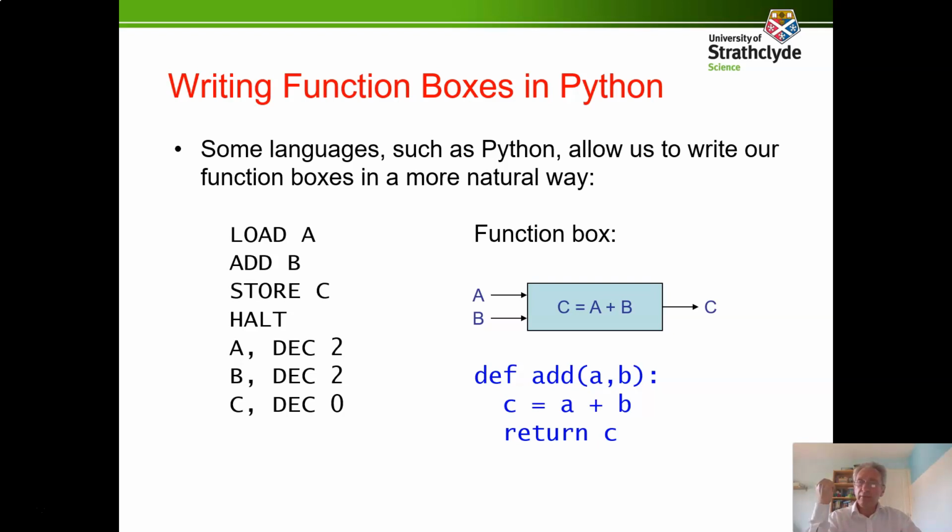We can write function boxes using programming languages. So Marie is a very low-level programming language. It's actually called assembly language. And you may know a higher-level language, for example, like Python. In Python, we can write our function boxes directly. So the blue text here, def add(A, B): C = A + B, return C. That function does exactly the same thing as the Marie code on the left, but it's much simpler.